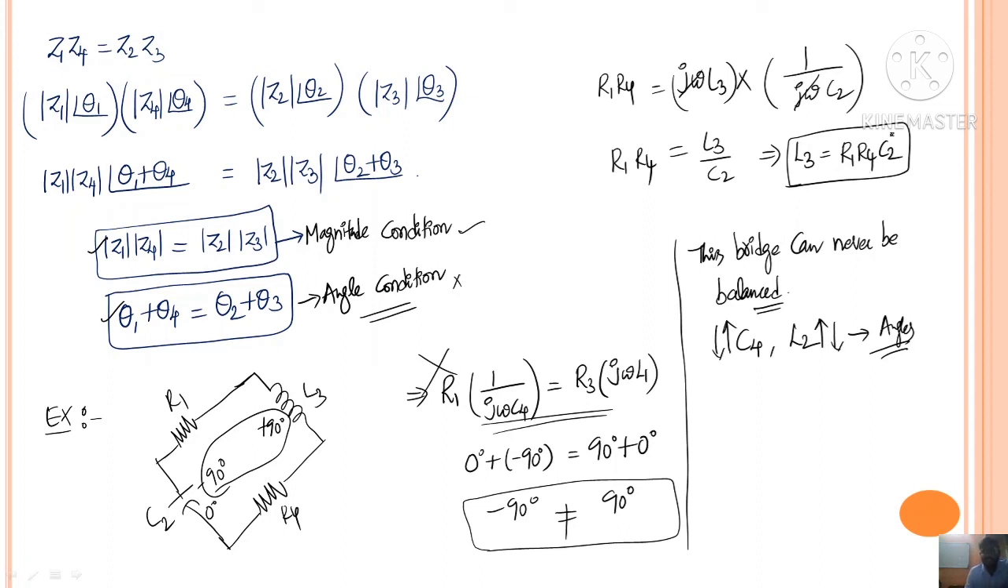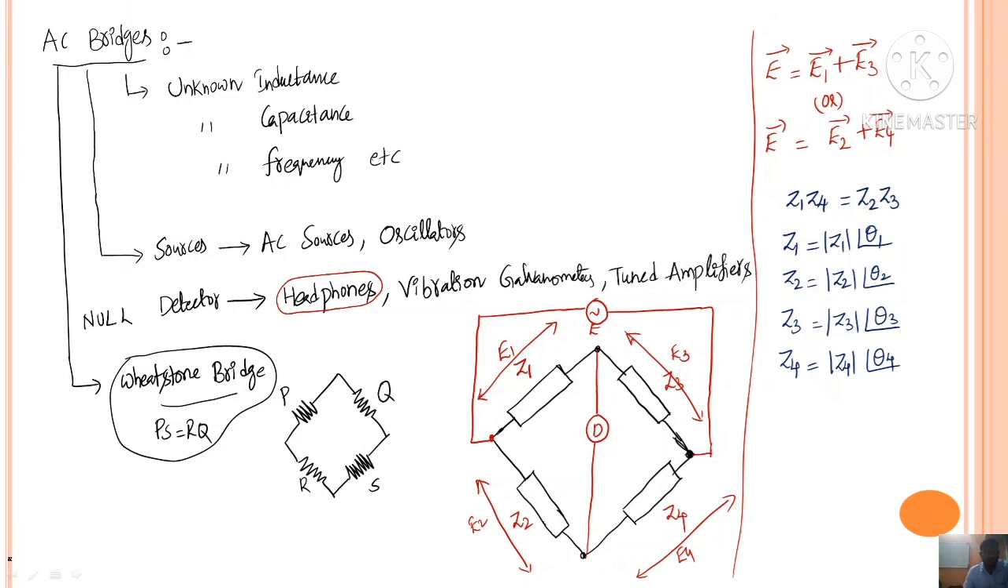Now by changing either R1 or R4 and C2, you can get the balance condition, and those are the values which you need to substitute here in order to get the unknown inductance L3. So this is a way of analyzing AC bridges, keeping in mind the magnitude condition and the angle condition. I hope it is clear for you. These are some basics which are related to AC bridges.